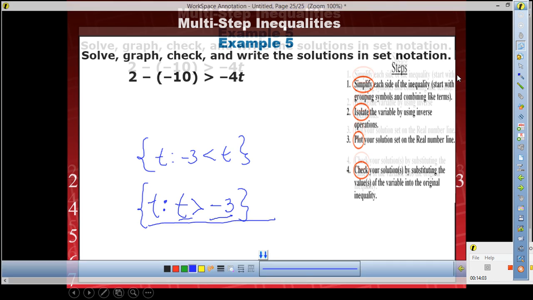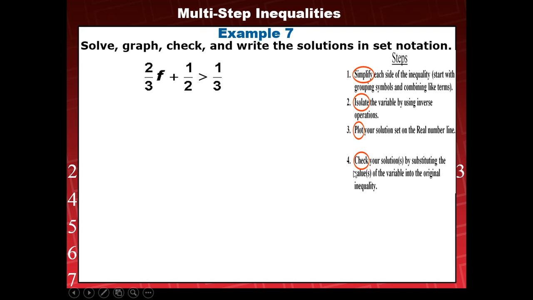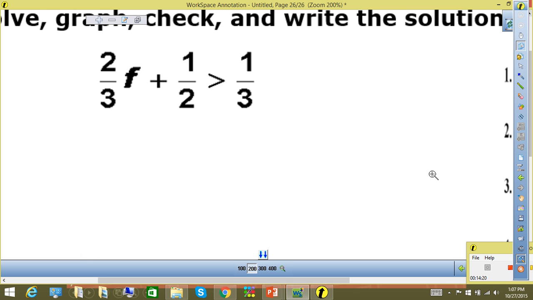Okay. All right, let's do another one. Copy this one. No, that one's too easy. Copy this one. Example 7. I got 2/3 f plus 1/2 greater than 1/3. I'll zoom in. Copy that and solve. You have 40 seconds. Go.